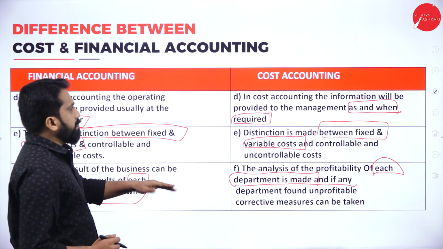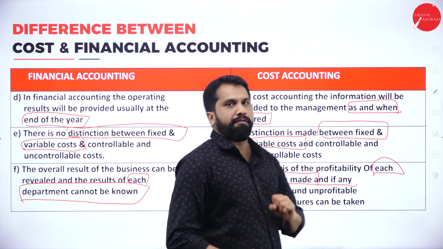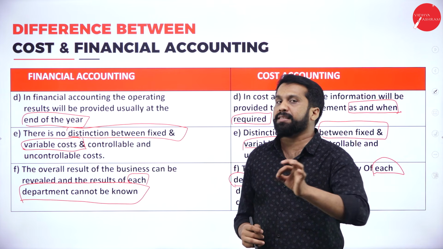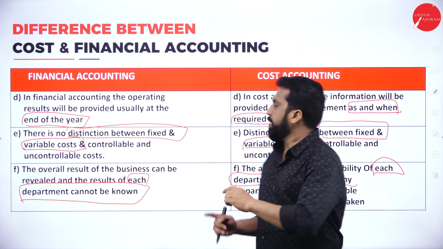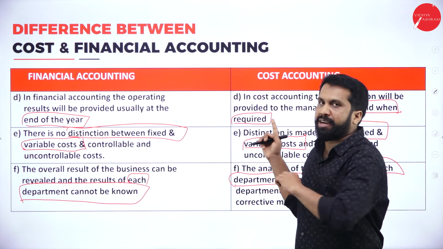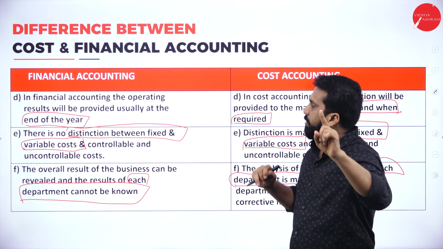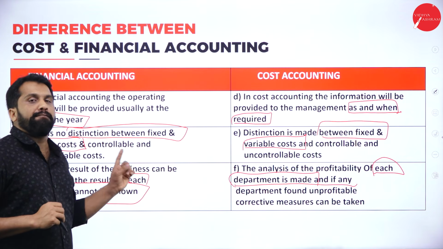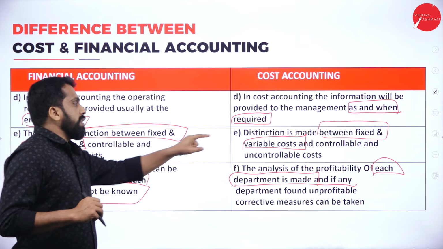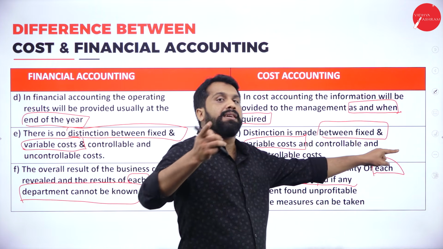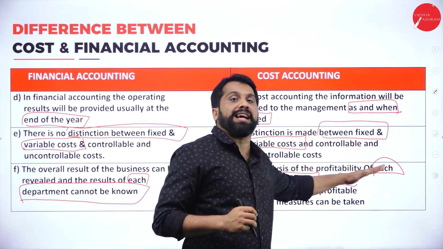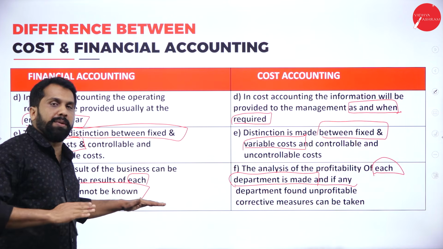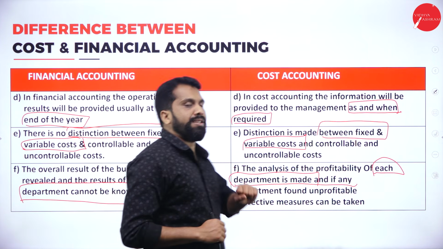Now, very simple. We'll go over these three. First one: normally the financial report is given at the end of the year, whereas cost accounting is given as and when you require. That is the first point. Next, distinction between controllable and non-controllable and fixed and variable cost cannot be done in financial accounting. Here you can do fixed, variable, controllable, uncontrollable classification. Then department-wise details you will not get in financial accounting; department-wise detail you will get in cost accounting.